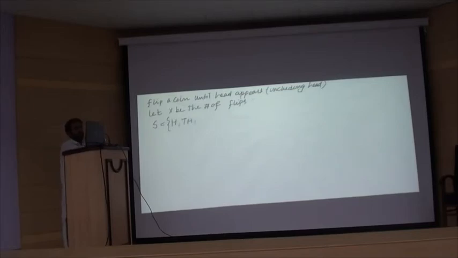So in the sample space we'll have head, tail head, tail tail head, and if we flip the coin j times and the head appears only at the jth position, then it can be written as j minus 1 tails and the head, and so on up to infinity.